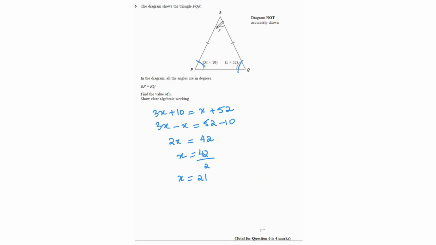Now, we can use this to find the value of y. Firstly, angle RPQ is going to be 3 times 21 plus 10, which gives us 73 degrees. Angle RQP is going to be 21 plus 52. That equals 73 degrees again because they're both the same. So y is going to be 180 minus twice of 73, which gives us 34 degrees. That is the value of y.